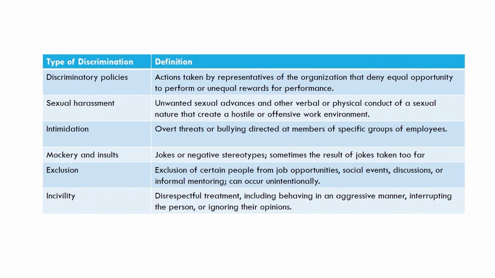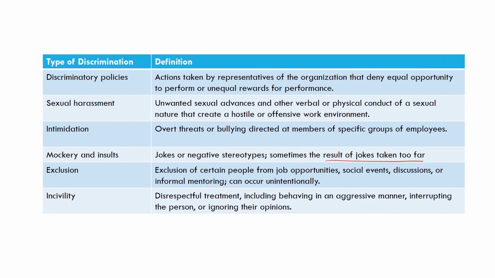It is also seen sometimes in the organization. The third type of discrimination is intimidation, with threats or bullying, right, where you are bullying people of specific groups or employees in the organization, maybe because they are a minority. Commenting on them, giving them threats, bullying them is not a right practice. Then certain people get into mockery and insult, joking or negative stereotypes, and sometimes these are taken too far, where people take a lot of negative actions on it.